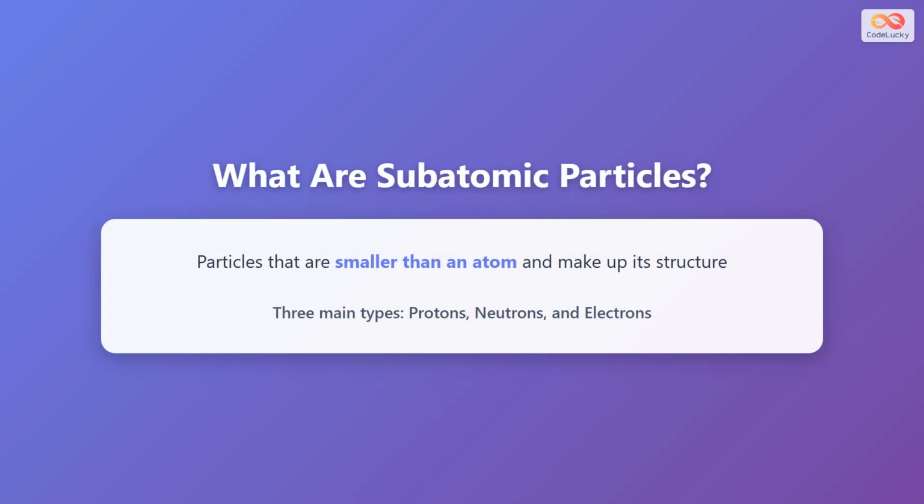Subatomic particles are particles that are smaller than an atom. The word subatomic literally means below or within the atomic level. These particles come together to form the structure of an atom. There are three main types of subatomic particles: protons, neutrons, and electrons. Each of these particles has unique properties that determine how atoms behave and interact with each other.